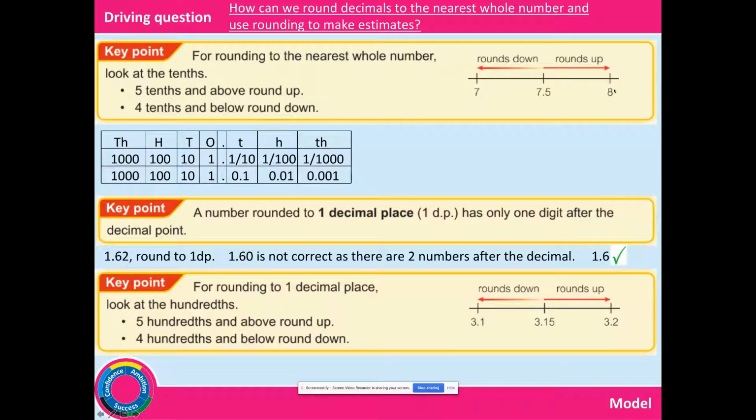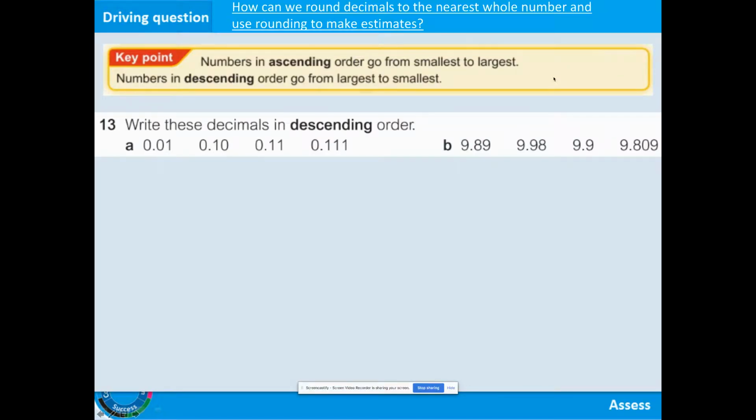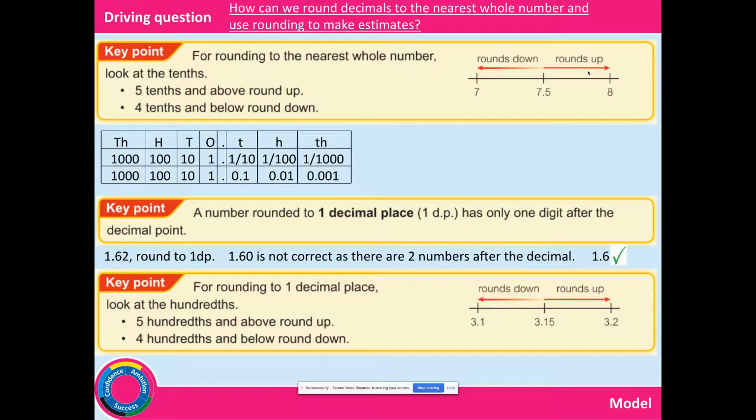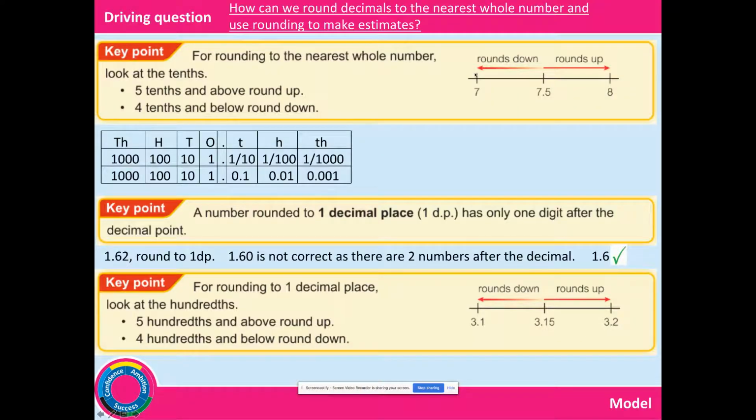number above that. So anything here between, for example, 7.5 is included, and 7.6, 7.7, 7.8, and 7.9 would all be rounded up to 8. Anything below this midline would be rounded down to 7. So 7.4, 7.3, 7.2, 7.1 would all be rounded down to 7.